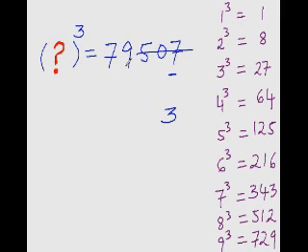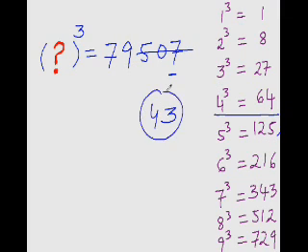79. So what is the number that has its cube near 79? It is 4, isn't it? Because 5 cube is 125, it is more than 79. So the nearest cube, that is the cube of a number that is either equal to 79 or less than that, would be 4. So the answer is 43. As simple as that.